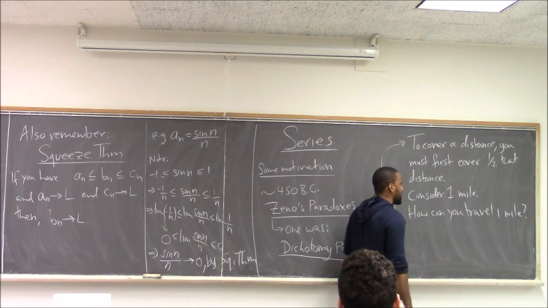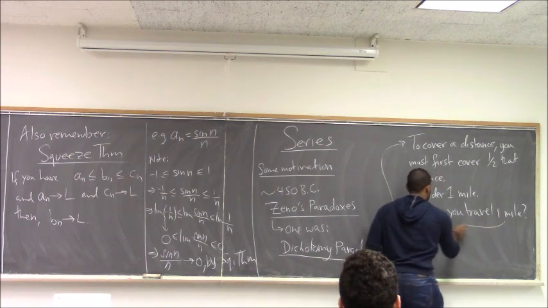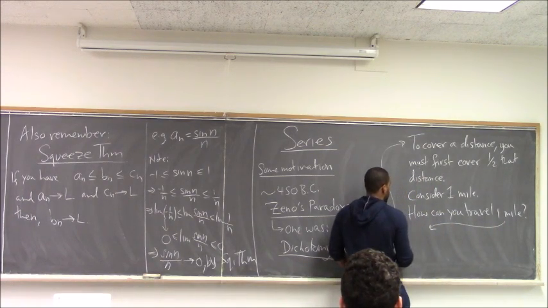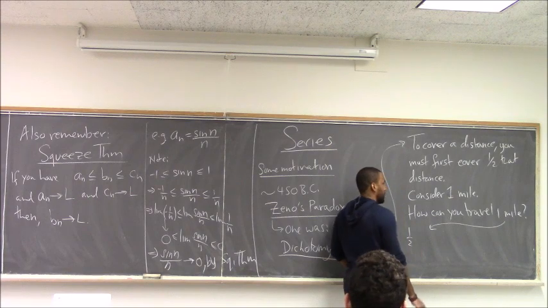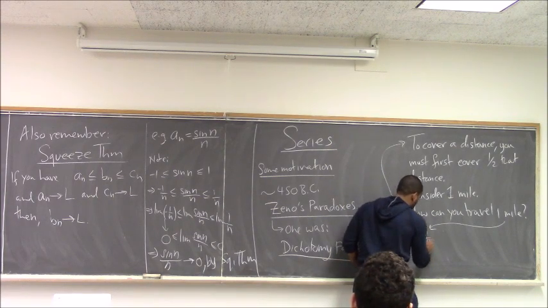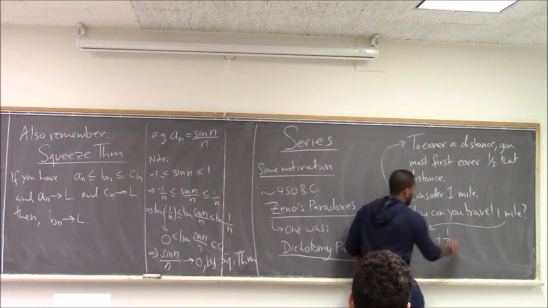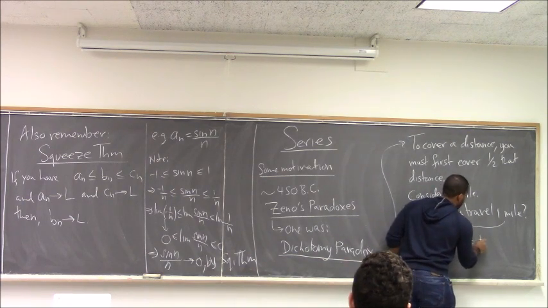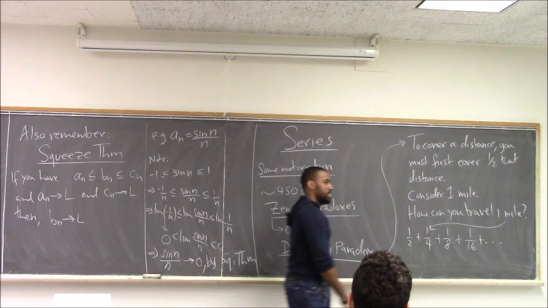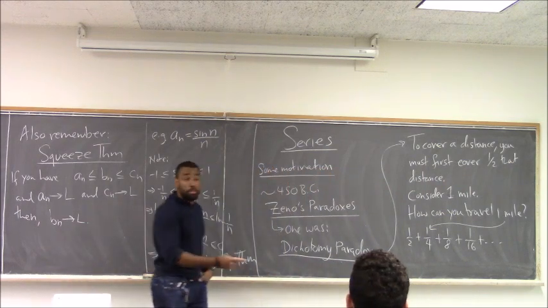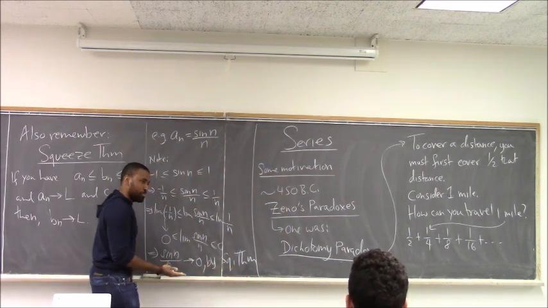So he is like, okay, in order to travel a mile, you first have to travel a distance of a half a mile. Then you have to travel a distance of a quarter of a mile. Then you have to travel a distance of an eighth of a mile. Then a 16th of a mile. So his conclusion is, how does anyone ever actually travel a mile? Right? So he thought he was being very smart.